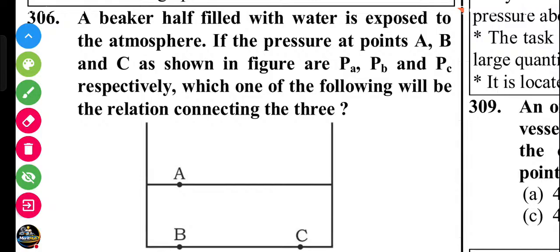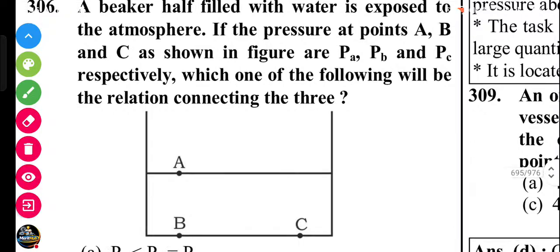Question number 306. A beaker, half filled with water, is exposed to the atmosphere. If the pressures at points A, B, and C shown in the figure are PA, PB, PC respectively, which of the following will be the relation connecting the three?